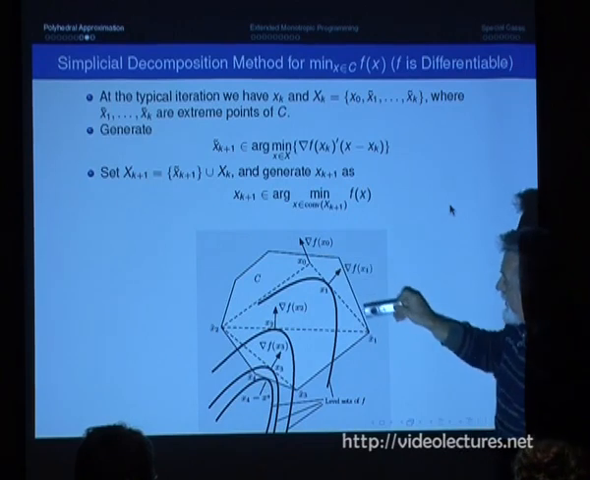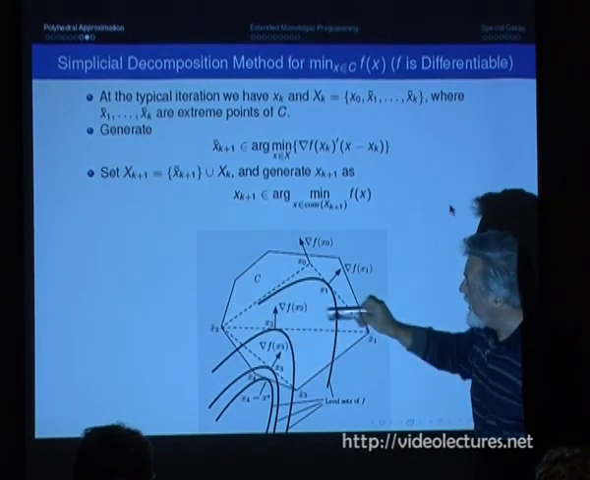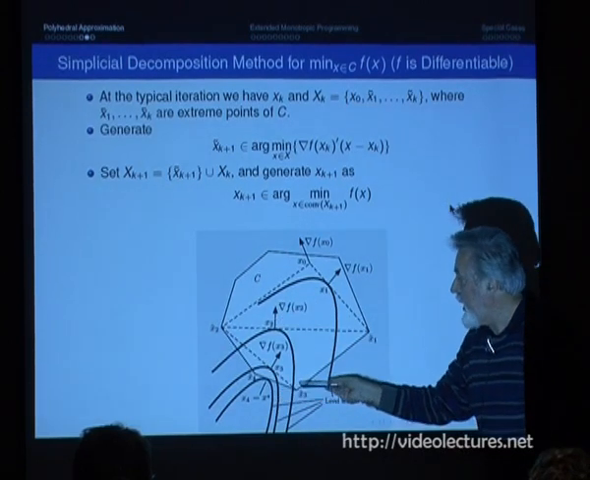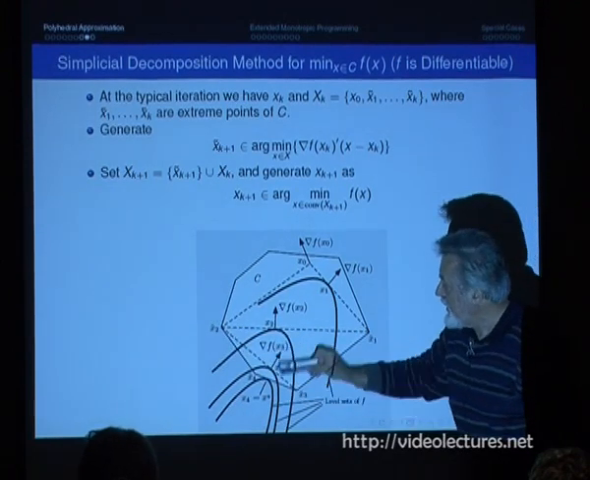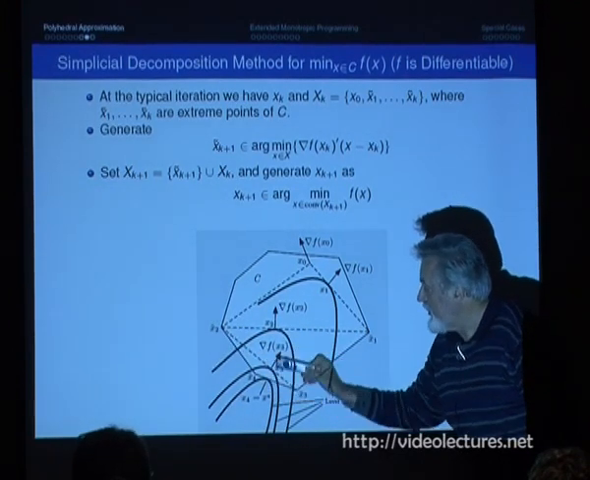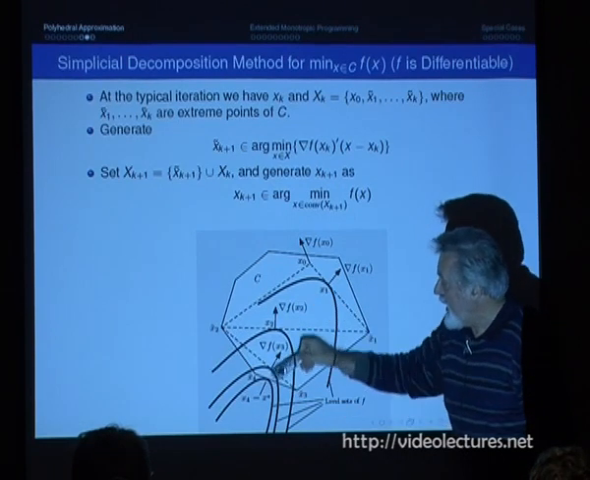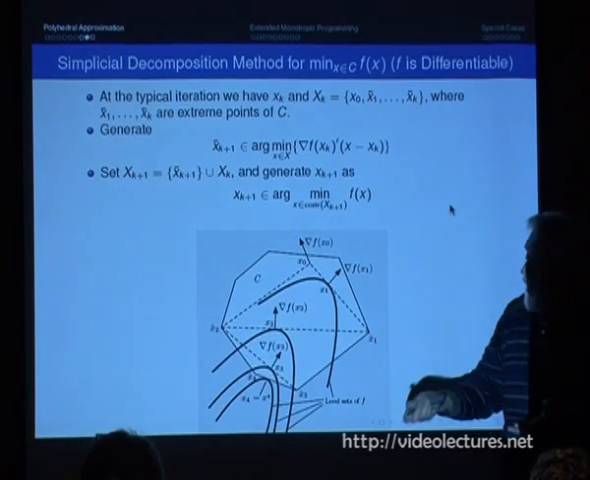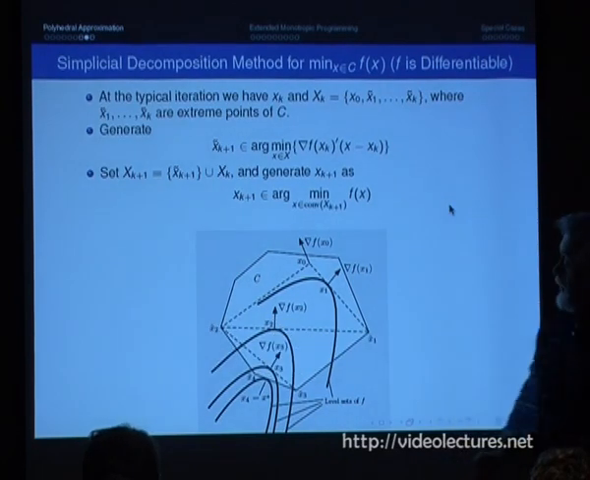Now we have a bigger inner approximation, minimize f over this triangle, get the new gradient, pick up a new point, x3 here, a new extreme point, and so on. And in the end, we approach the minimizing point, the optimal point, as the inner linearization approaches more and more the boundary of the constraint set around the optimal point.